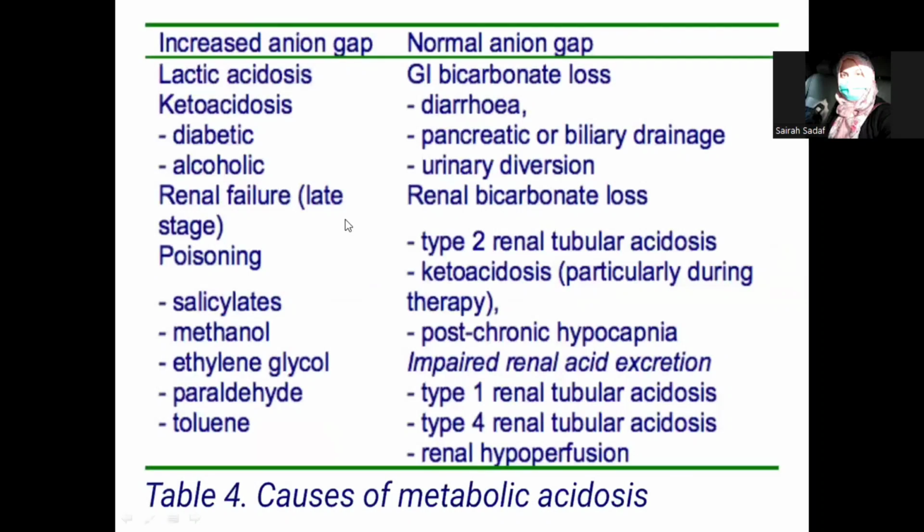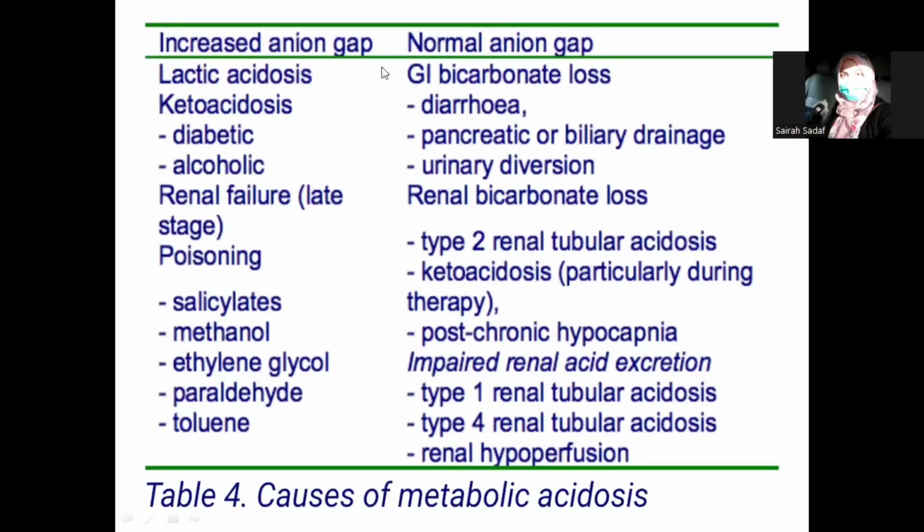Now, these are the two types of metabolic acidosis. On this side, it is metabolic acidosis where the anion gap is increased, and this is metabolic acidosis where the anion gap is normal. What is anion gap? I will describe and elaborate it in my next slides. These are the different reasons for the two types of metabolic acidosis. You can take a screenshot, and this is also available on the internet and in books everywhere.